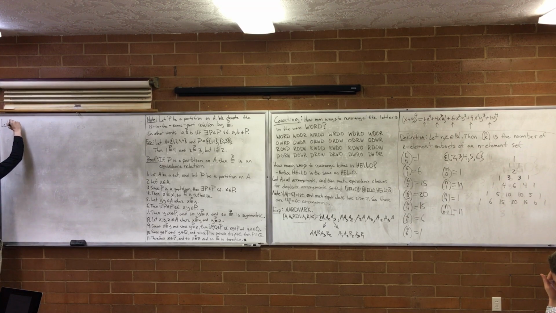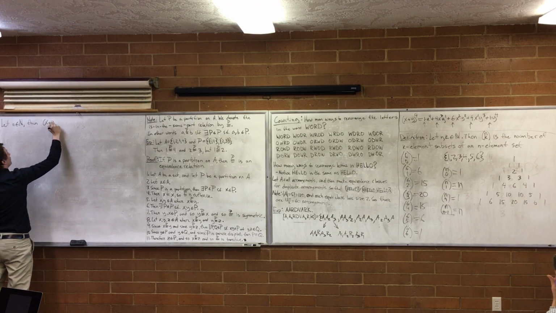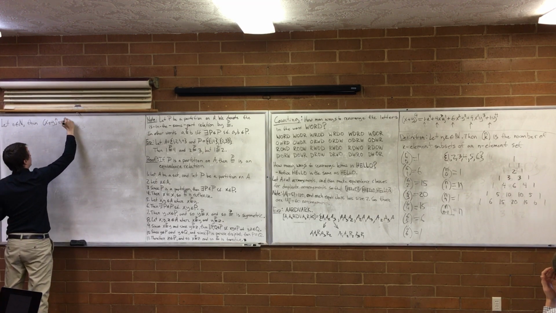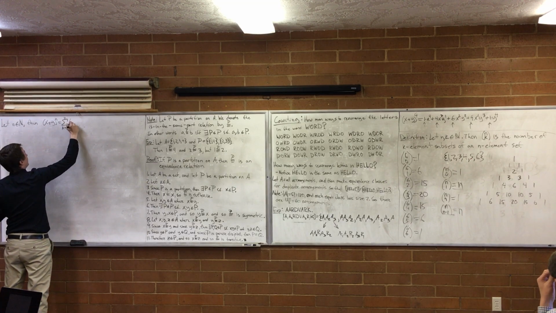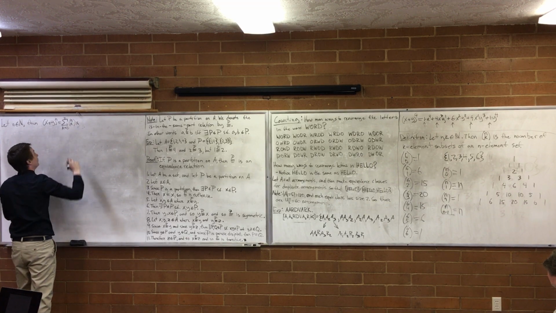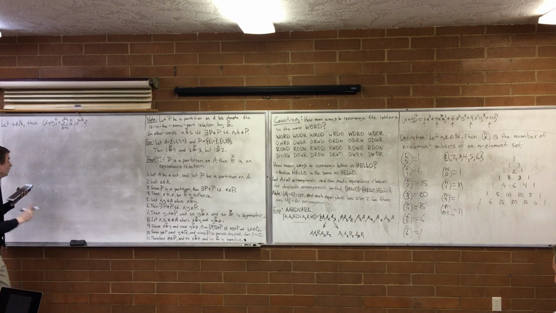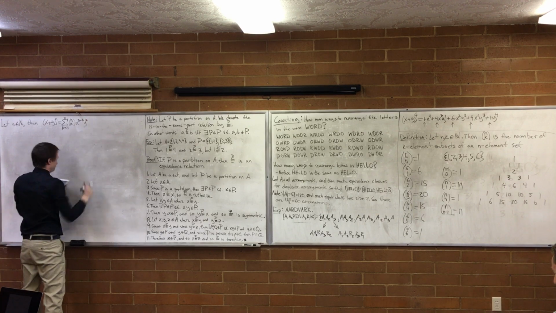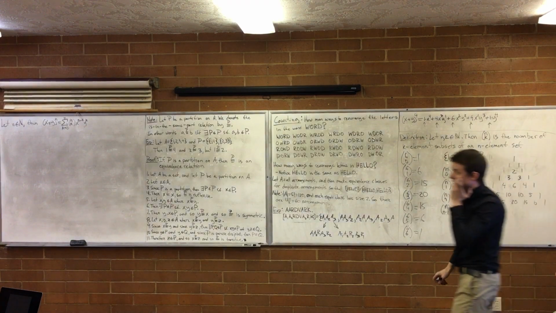Let n be a natural number. Then x plus y to the n is equal to the sum from k equals 0 to n of n choose k, x to the n minus k, y to the k. So this is called the binomial theorem.